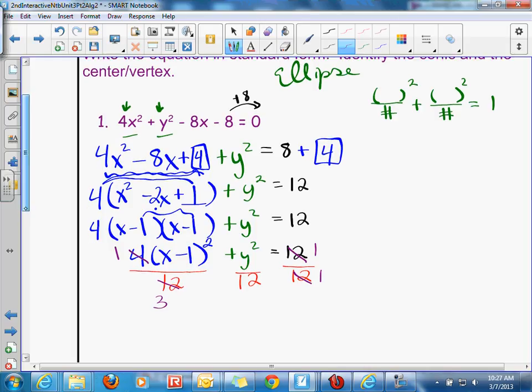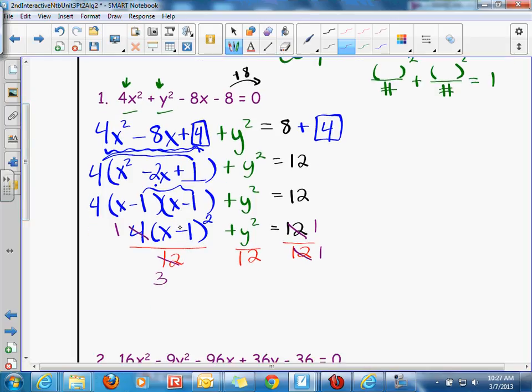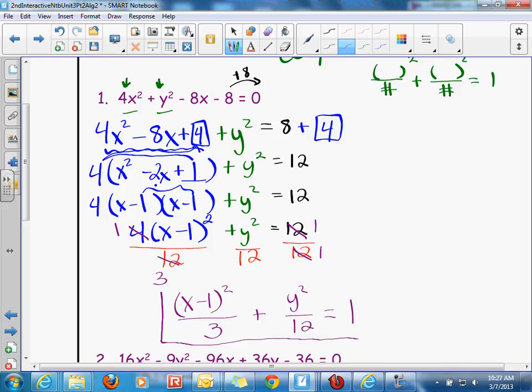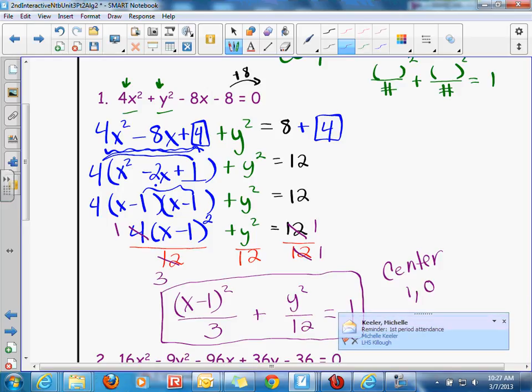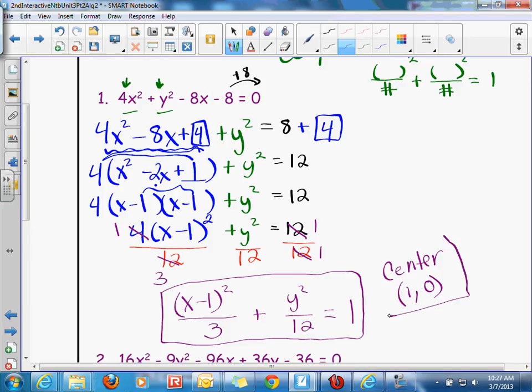And so we're ready to write the final answer. So the numerator here will be x minus 1 in parentheses squared over 3, because the 12 reduced, then plus y squared over 12, and then equals 1. So this is the equation in standard form for this ellipse, the format that we're used to seeing. And then the center for the ellipse would be at positive 1, 0, which was also part of the question.